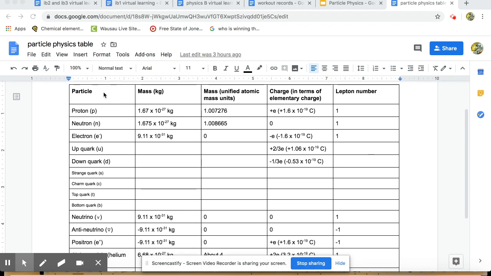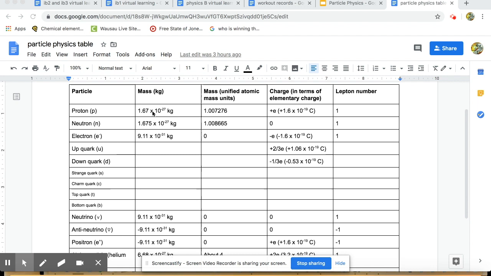And this table says the particle, what type of particle it is, what the mass of the particle is in kilograms, what the mass of the particle is in atomic mass units, which is another way to measure mass, what the charge of the particle is in elementary charges, and lepton number. We'll talk about what lepton number means in a second. So the first three particles we talked about were protons, neutrons, and electrons. Now they each have their own symbol too. Protons are usually represented by a P, neutrons are N, and electrons are E with a little negative sign next to it. Now the masses for these are very small, but they're not zero.